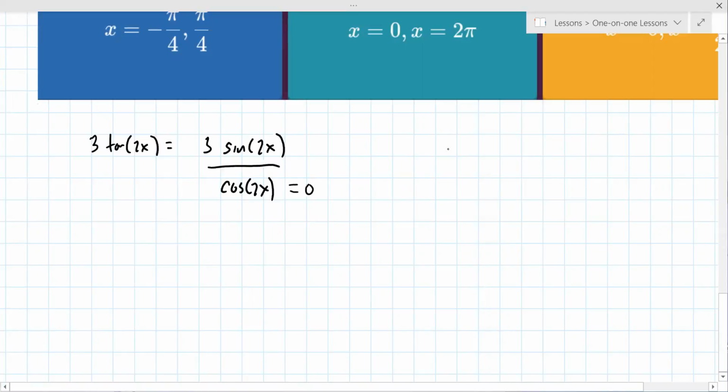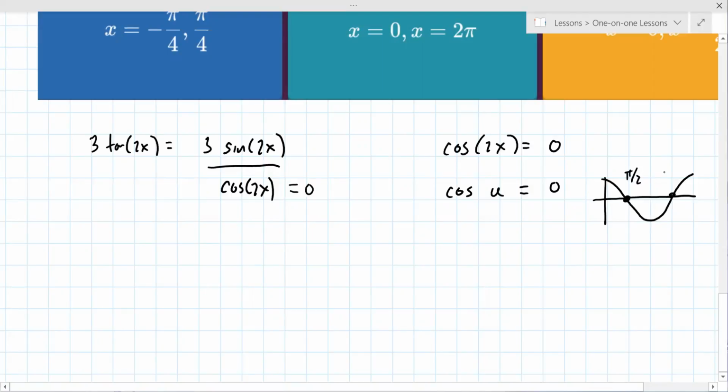Where does cosine of 2x equal 0? The best way to do this is to say, where does cosine u equal 0? If you just get a graph of cosine, it starts high, goes low, comes down, comes up, and so on. These two points are pi over 2 and 3 pi over 2. If you go back the other way, it's minus pi over 2. The problem, though, is that we're not doing it for u, we're doing it for 2x.